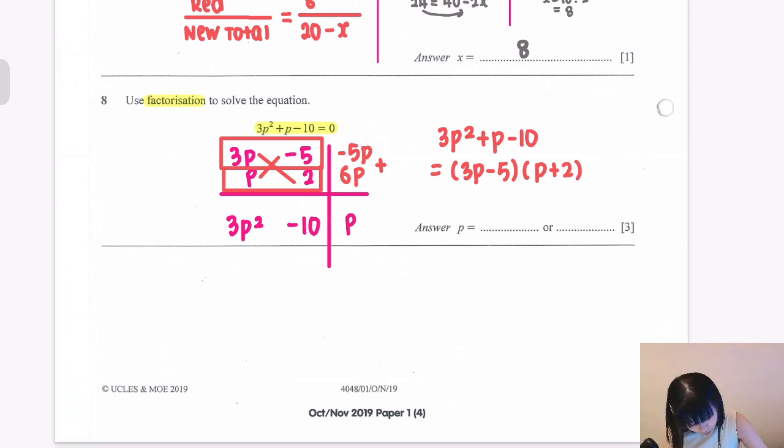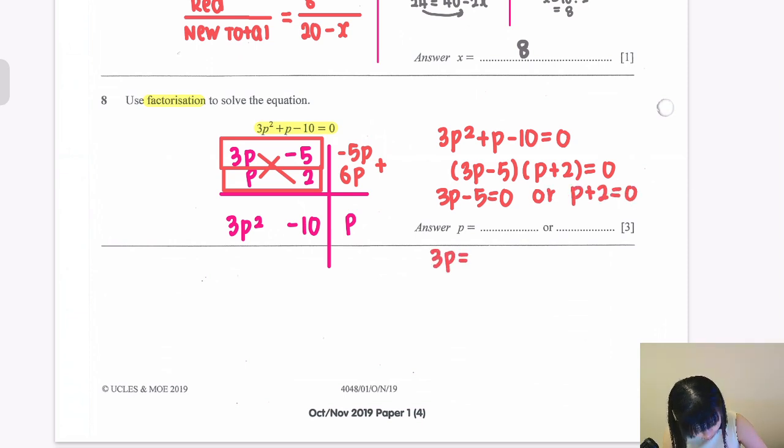Now, they say equal to 0. So let me just put this as equal to 0, and then switch the 0 to be here. Now that I have fully factorized, I can split it out to become 3p minus 5 equals 0, or p plus 2 equals 0. So I move over the negative 5, it becomes positive 5, and then I divide by 3. For the other one, I move over the positive 2, I get negative 2. So my two answers will be 5 over 3, and also negative 2.